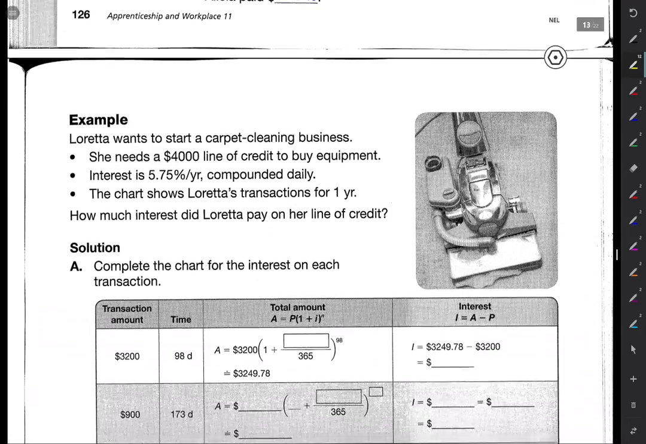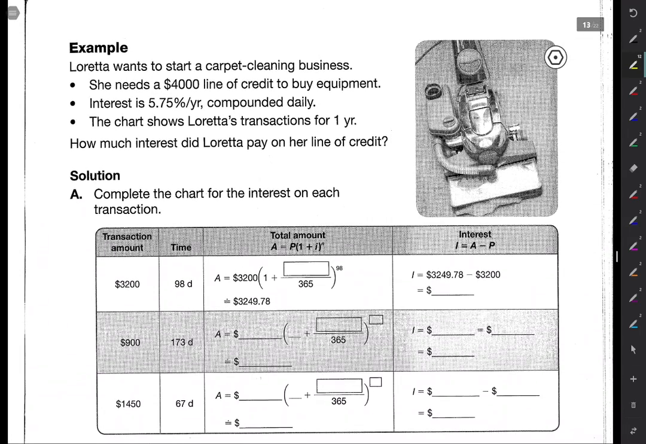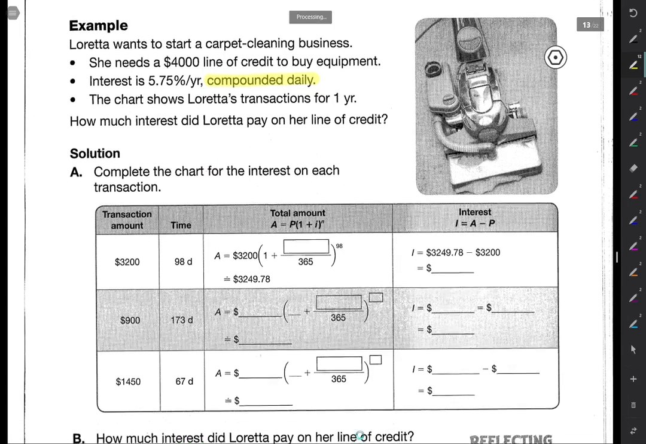In the next example, it says Loretta wants to start a carpet cleaning business. She needs a $4,000 line of credit to buy equipment. Interest is 5.75% per year compounded daily. So I'm just going to highlight here compounded daily. The chart shows Loretta's transactions for 1 year. How much interest did Loretta pay on her line of credit?